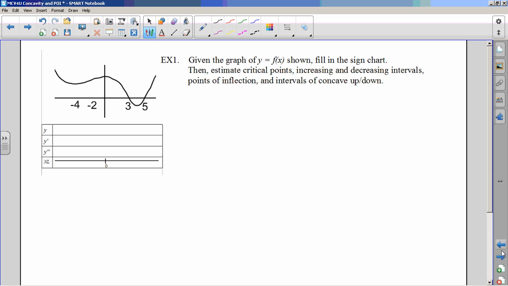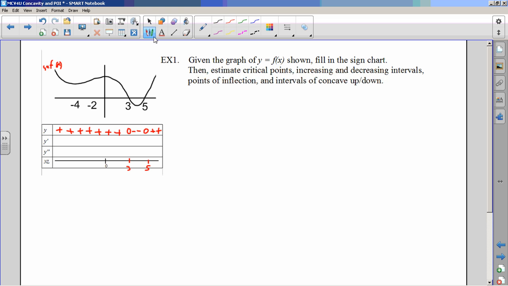So given the graph of y equals f of x shown, fill in the sign chart. All right, well, no problem. We'll start easy, because this is just y equals f of x, then it's positive for all these, but there's 0 there. At 3, it's 0, and at 5, it's also 0. Negative in between there, positive everywhere else. So I'm going to put those 2 points on there. Those are important points for me.